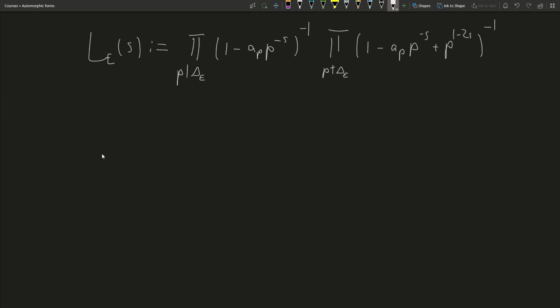And this L-function satisfies a functional equation. The functional equation is as follows: (square root of N over 2 pi) to the s, times gamma of s, times L_E of s, is equal to some root number, which I'll talk about in a second. Here N is N_E, the conductor of the elliptic curve.